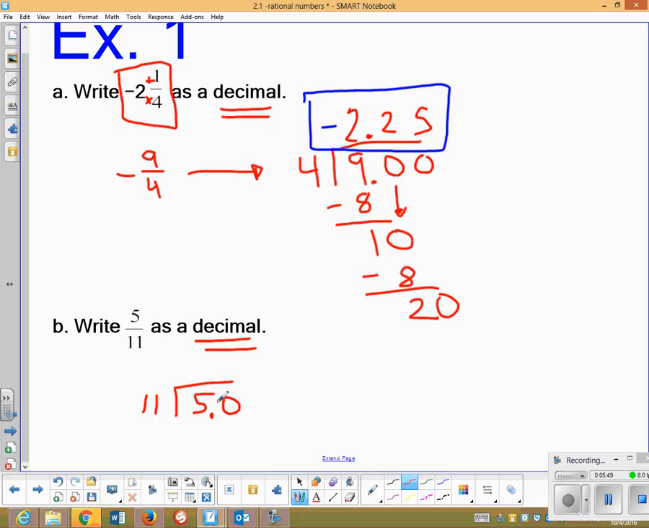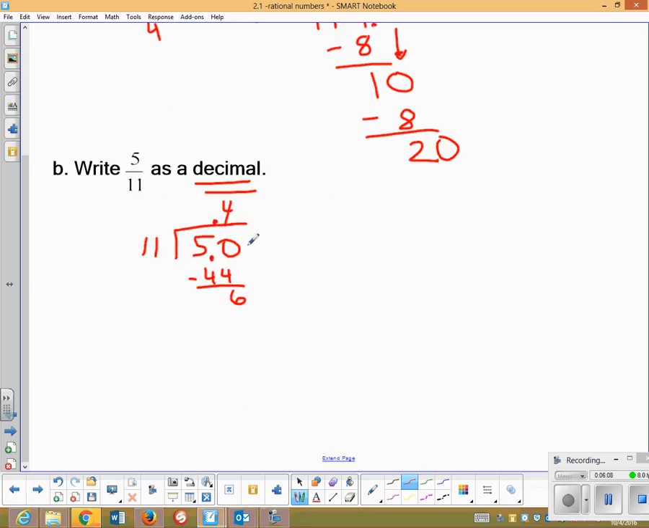11 goes into 50. Close or exact? I would say close. And since there's a decimal, I'm going to put it here. 11 goes into 50, if I remember my tables correctly, 4 times. And 11 times 4 is 44. And then 50 subtract 44 is 6. Since I don't have any more numbers, I'm going to add another 0. 11 into 60 is closest to 5. And that's going to be 55. And then I have 5 left over.